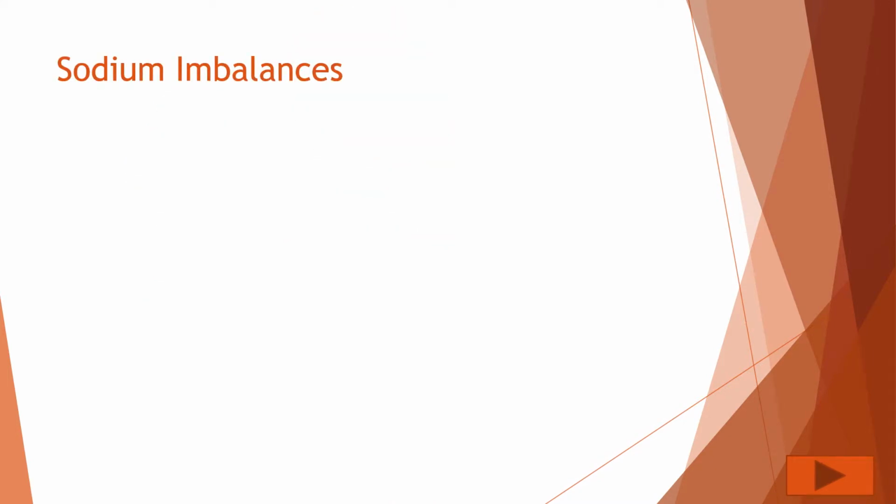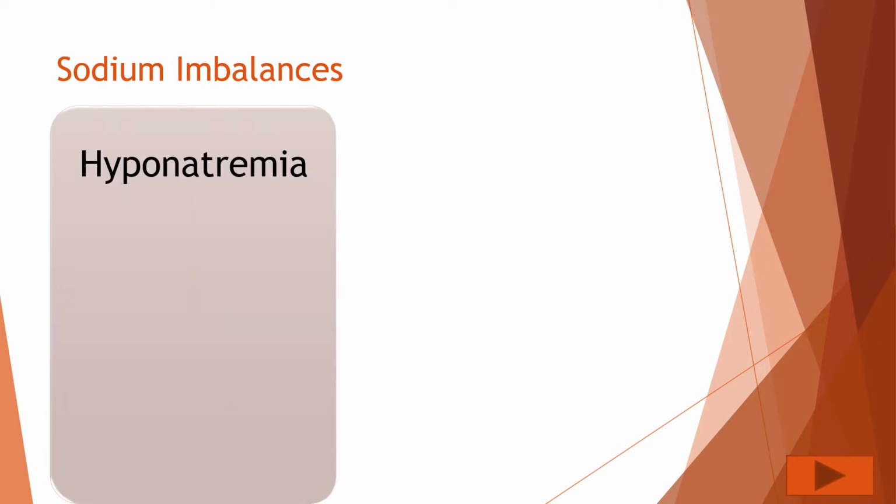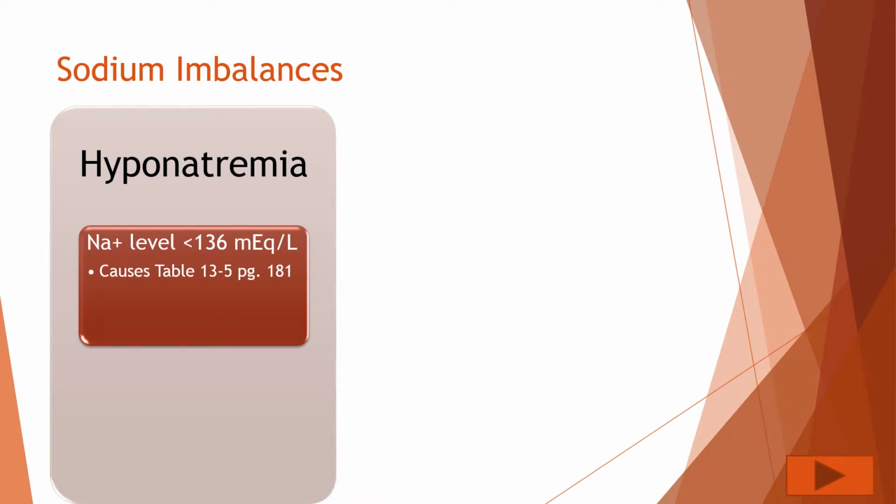Remember, sodium is the major cation in the extracellular fluid and maintains extracellular fluid osmolarity. First, we are going to discuss hyponatremia. This is when the sodium level is below 136 milliequivalents per liter. Common causes are provided in Table 13-5, page 181 of your textbook.